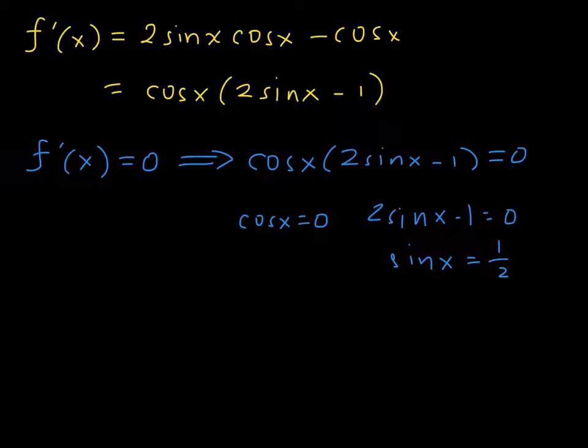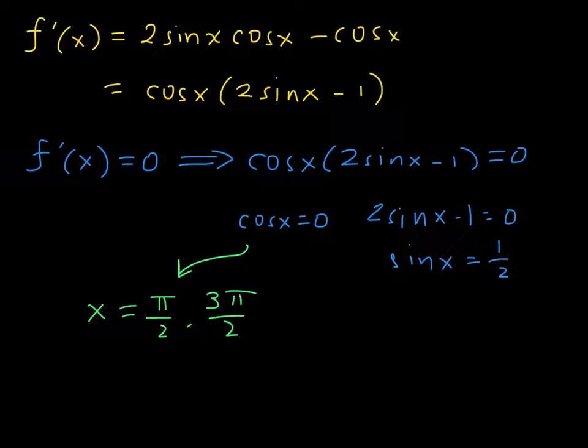Now, we need to look at our unit circle between 0 and 2 pi, and we need to know when cosine of x is equal to 0. We also need to figure out when sine of x is equal to positive 1/2. Okay, so let's see. Cosine of x is equal to 0. That will happen when x is equal to pi over 2 and 3 pi over 2, and you can look at your unit circle to confirm that.